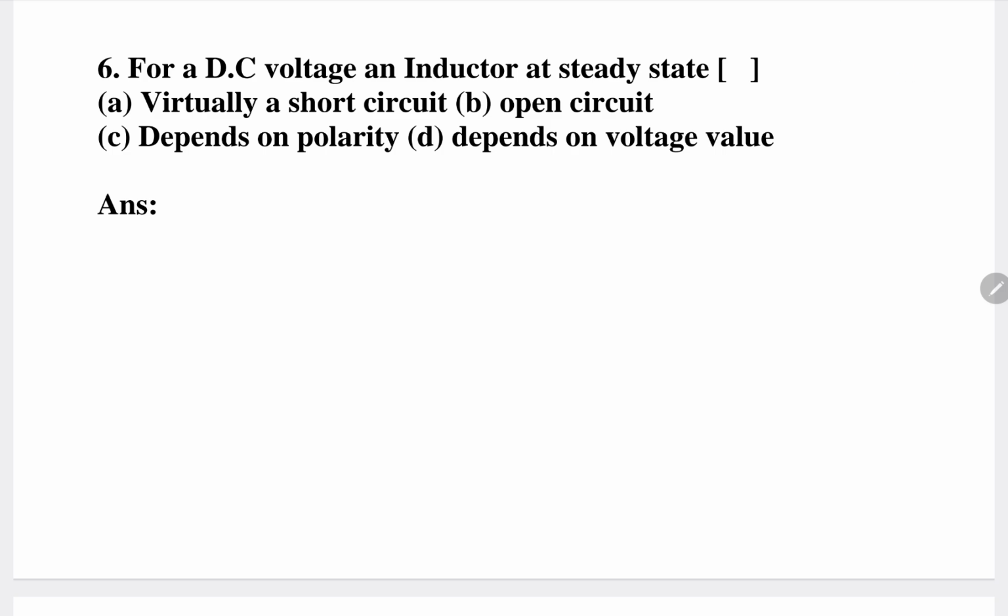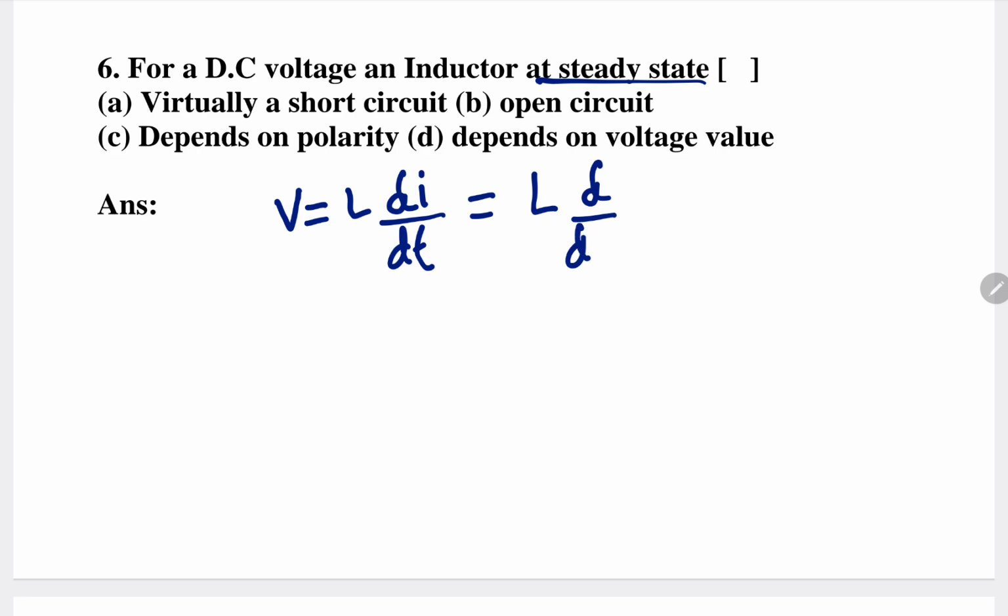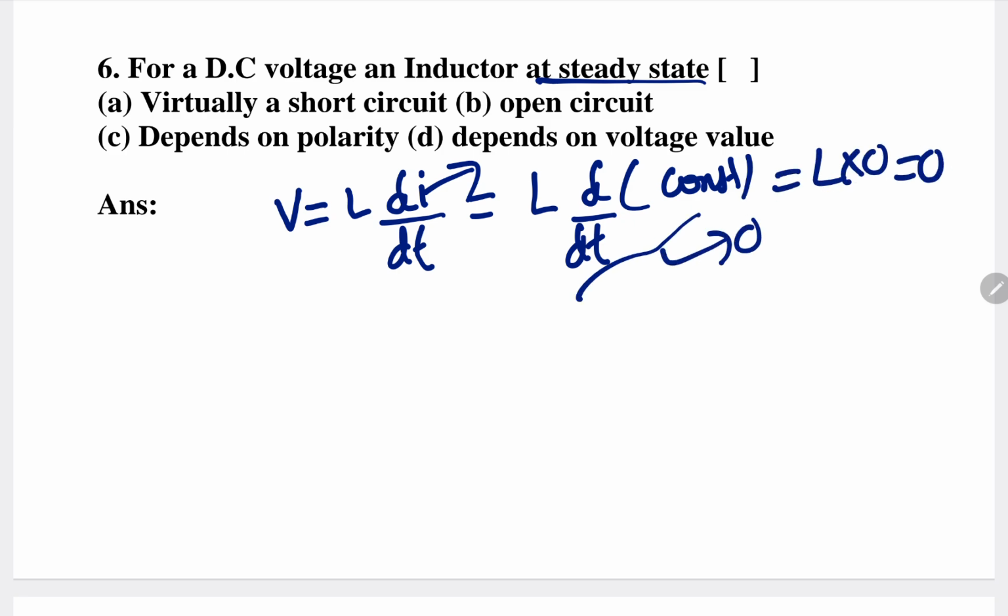Sixth question. For a DC voltage, an inductor at steady state. Just now we have discussed that the voltage across an inductor is V equal to L into di by dt. At steady state, the current through the inductor is constant. So the differentiation of this constant current value is what? Differentiation of a constant is 0. So L into 0, the voltage is going to be 0. Voltage 0 means the inductor acts as a short circuit. So it acts virtually like a short circuit. Answer is A.